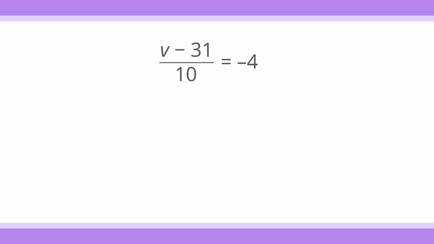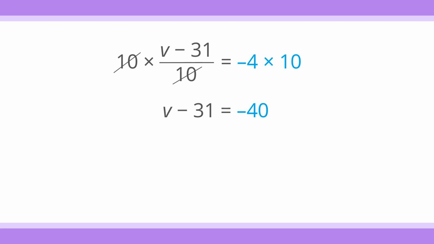Next up, we have a larger fraction. v minus 31 over 10 equals negative 4. Here, 31 is being subtracted from our variable. Then the entire expression is being divided by 10. So we'll need to start by multiplying both sides of our equation by 10. Doing that isolates the expression v minus 31, and negative 4 times 10 is negative 40. Now we have v minus 31 equals negative 40.